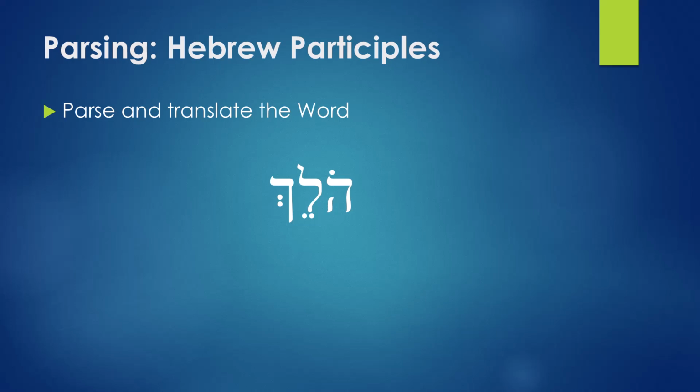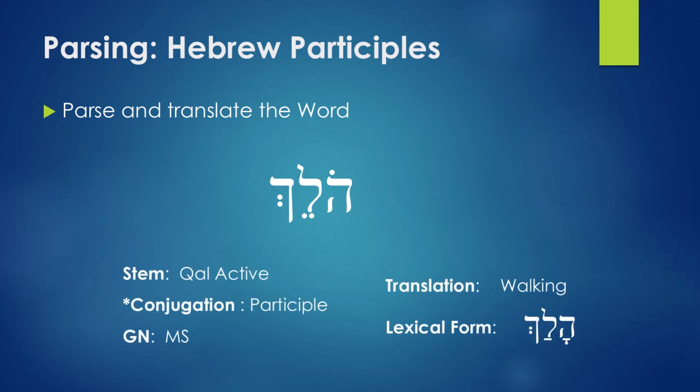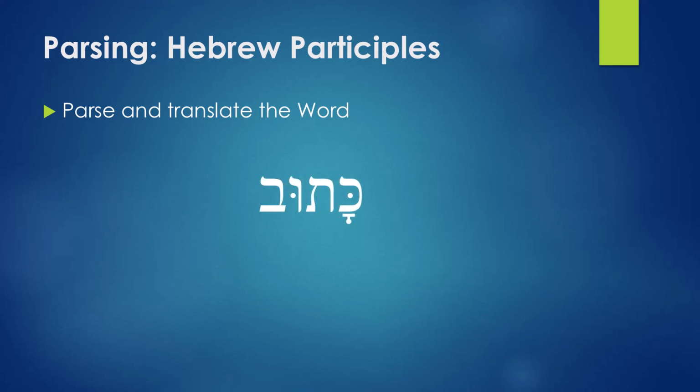Next you have the word holech. You can tell from the holem sere that it's a qal active participle, masculine singular. The lexical form is coming from halach. Halach means he walked. As a participle, it becomes walking. And that's how you parse this word. Holech, walking.